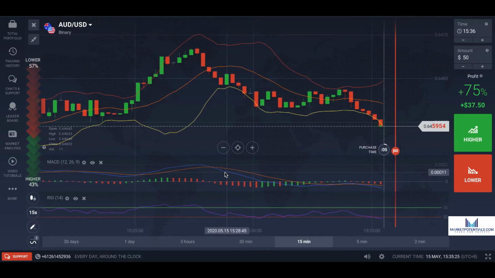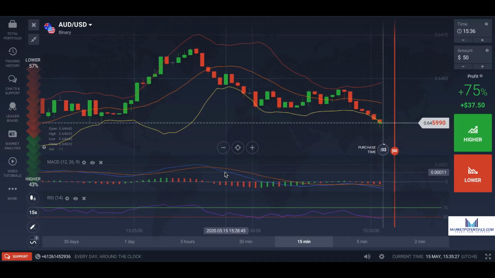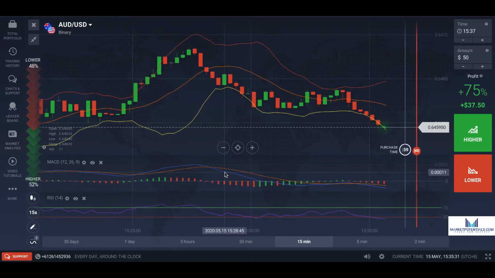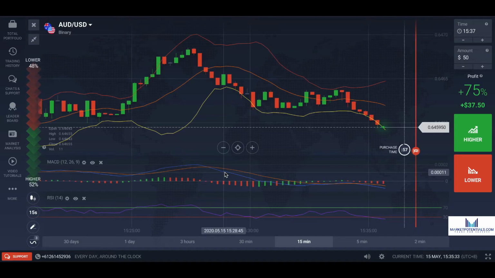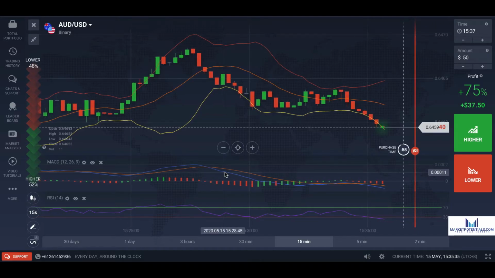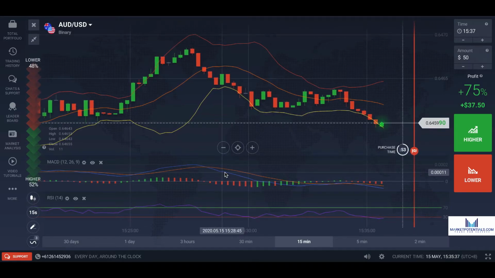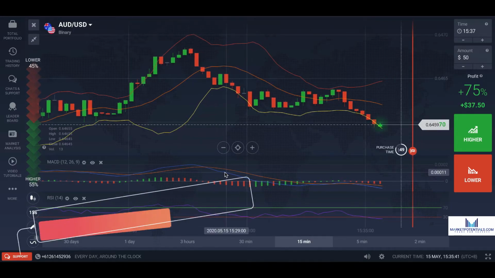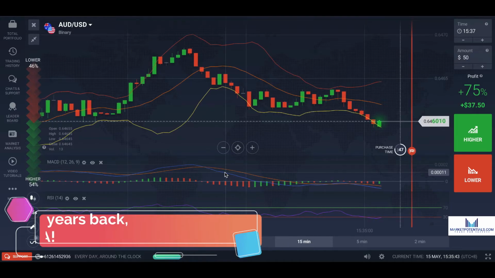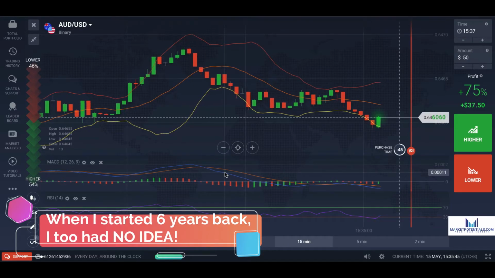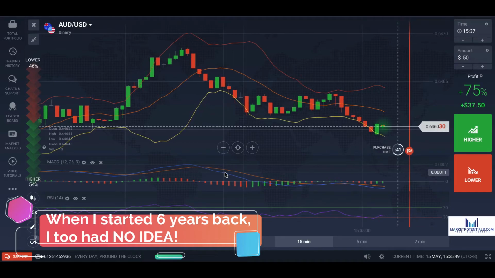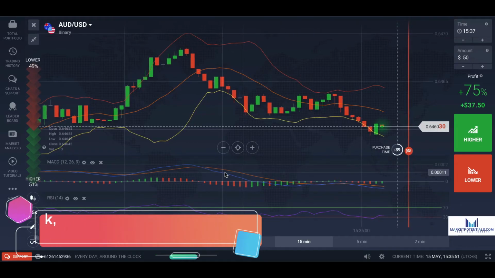But what keeps most people from taking action is that they think this knowledge is very unattainable, or something they can't do. It's not really, because let me assure you, 6 years back when I started trading, I was exactly in your shoes. I had no idea looking at this chart either what was happening, but I took the effort to learn, and that's really all I can tell you.